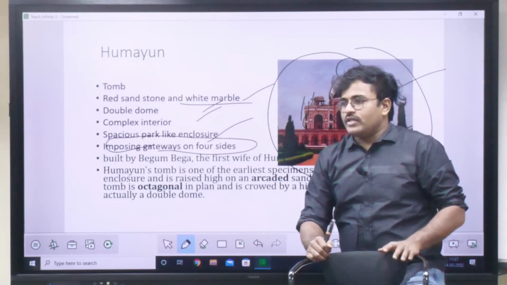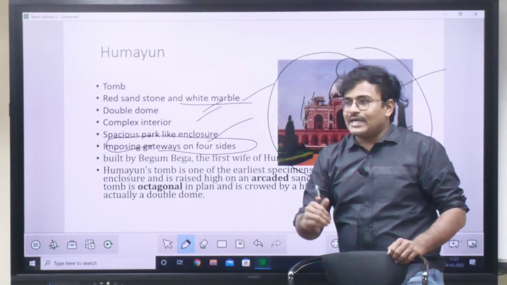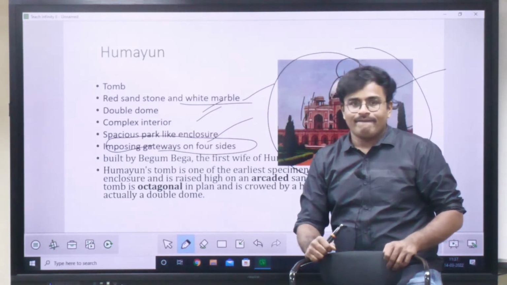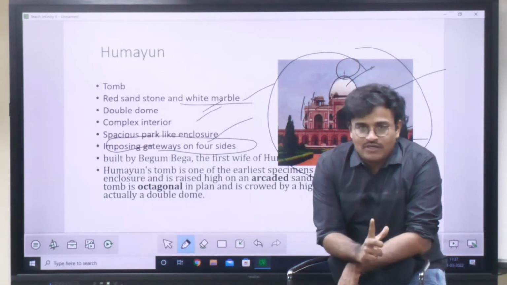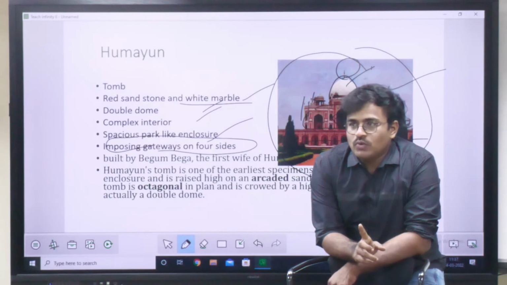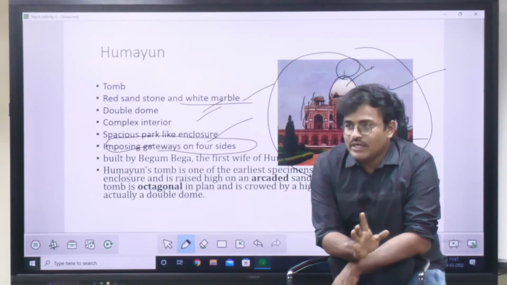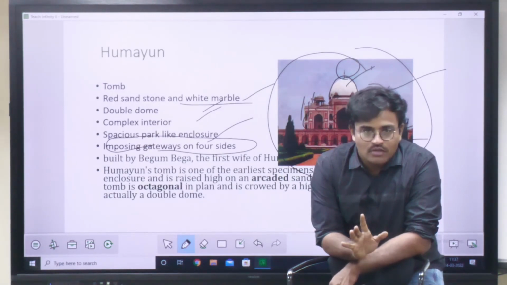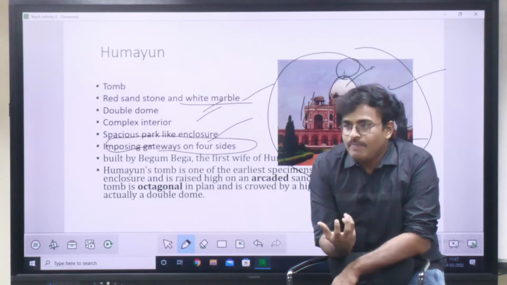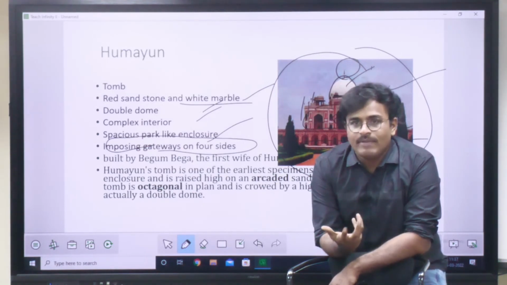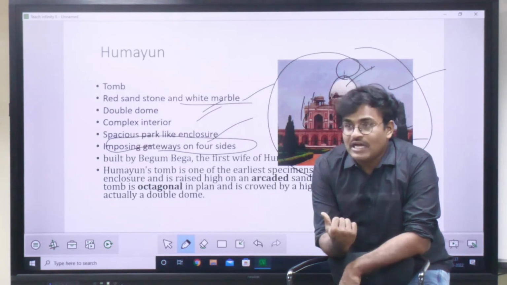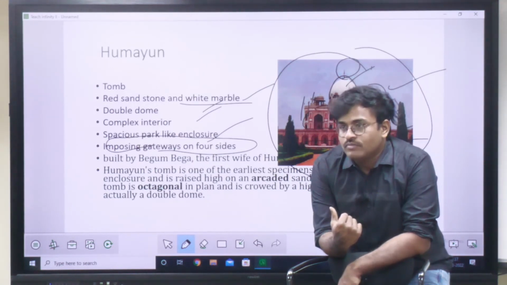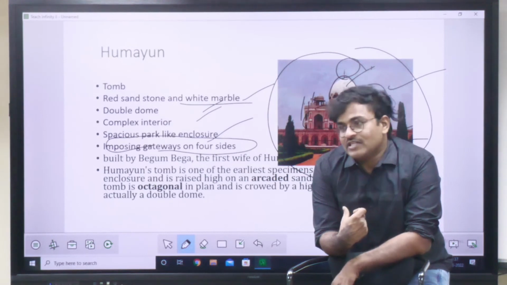It means that it's not an exact entrance to the complex. There are two different kinds of gateways. One is commemorative, one is functional. Commemorative means after you do some big political achievement, then you construct it, and it is known as commemorative. Then one more is a normal, basic gateway, which is a functional gateway. And functional gateways are present from the Bahmani Sultanate time. So this is also a functional gateway.